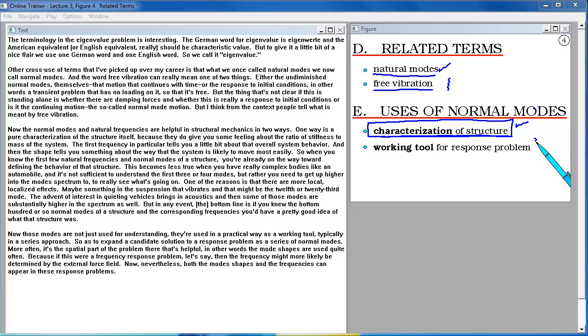Now, those modes are not just used for understanding. They're used in a practical way as a working tool, typically in a series approach, so as to expand a candidate solution to a response problem as a series of normal modes. More often it's the spatial part of the problem that's helpful. In other words, the mode shapes are used quite often. Because if this were a frequency response problem, let's say, then the frequency might more likely be determined by the external force field. Nevertheless, both the mode shapes and the frequencies can appear in these response problems.